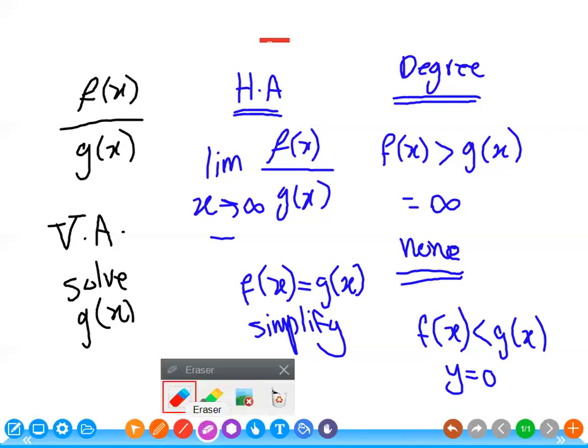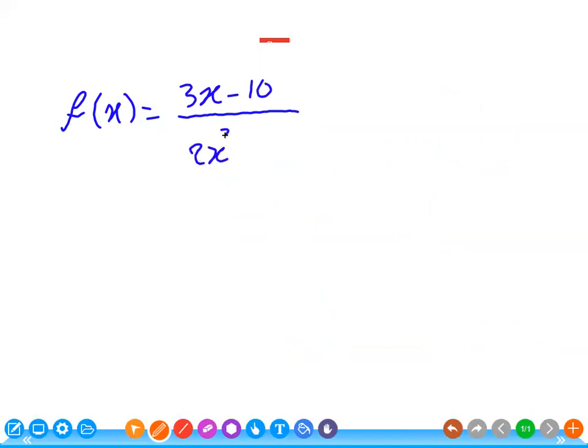Now let's take one example. Let's say that we have f of x is equal to 3x minus 10 over 2x squared minus 50.